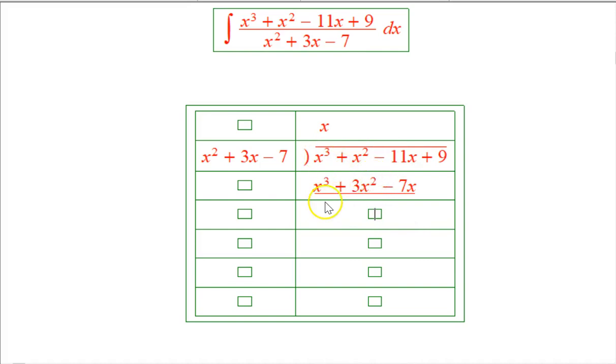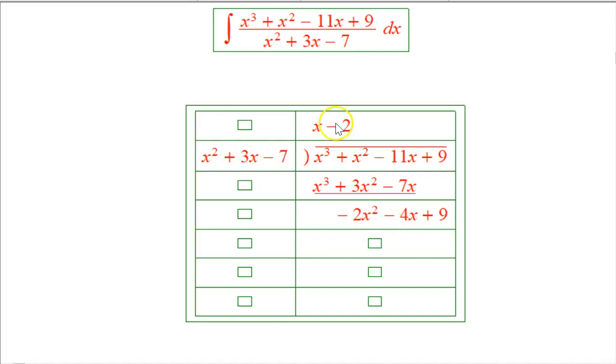So when you subtract, the x cubes cancel. You get minus 2x squared. And then minus 11 minus a minus 7 is minus 4x, and then don't forget to bring the plus 9 down. I forgot to do that when I was testing this out, honestly. Now I need to see how many times, if at all, does x squared plus 3x minus 7 go into here, but really I just focus on matching the x squareds. How many times does x squared go into minus 2x squared? Minus 2 times.